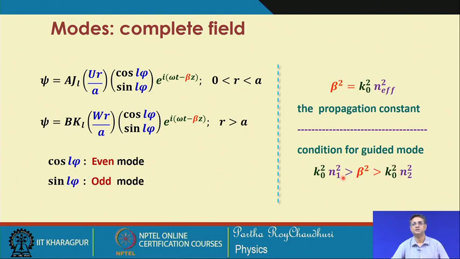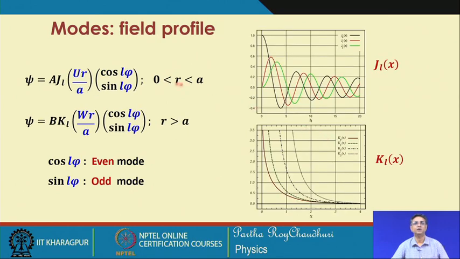So, this propagation constant squared must be somewhere between k0² n1² and k0² n2². So, n_effective must be within n1 and n2, greater than n2 but less than n1. At n2 it gives you the cutoff of the mode. We will see that also.